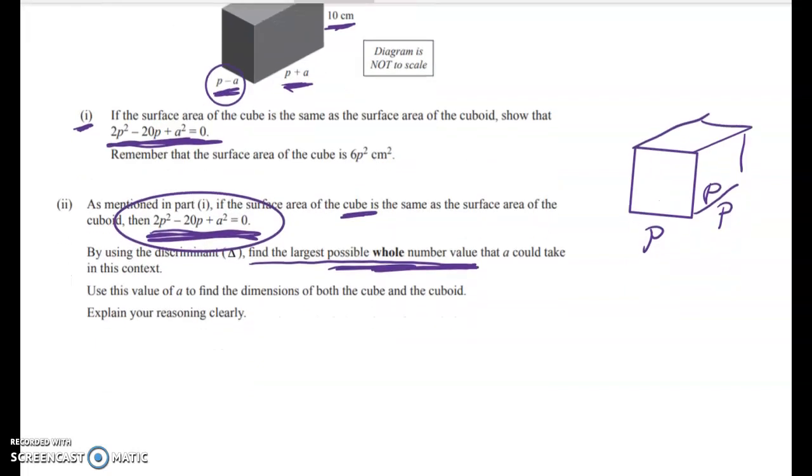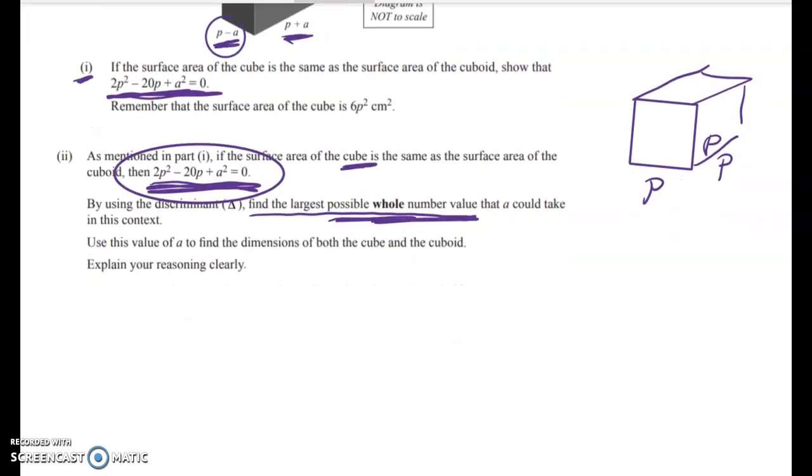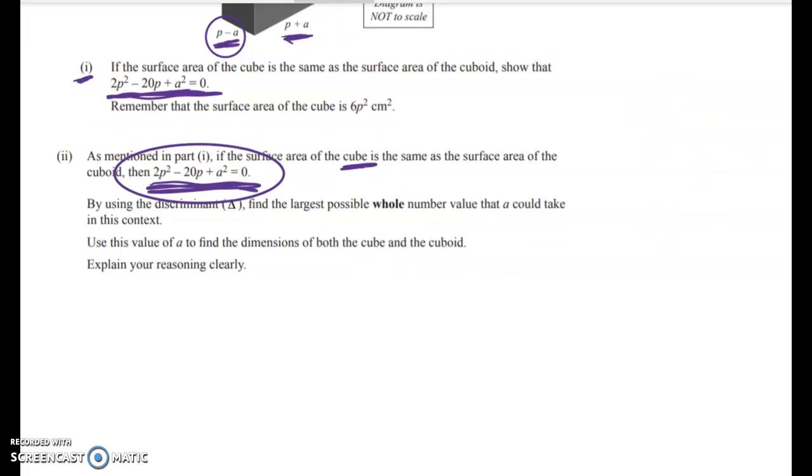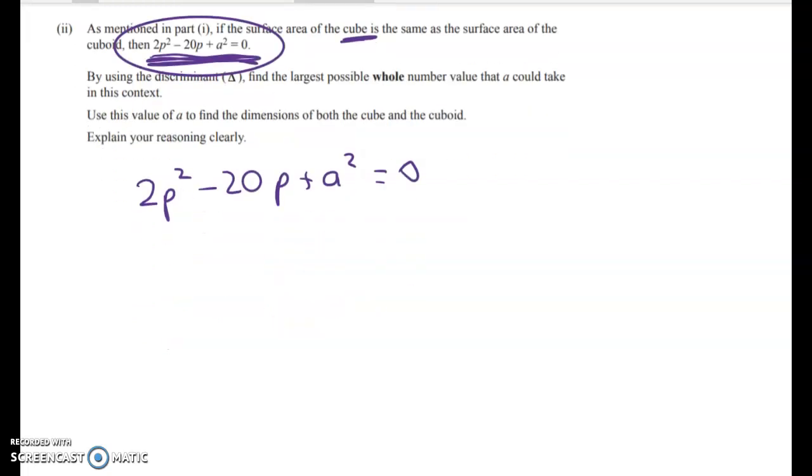But the way they've suggested that we approach this question is by using the discriminant. So let's start by doing it that way. And I'm going to show you how that's not going to be quite enough to get the right answer. Looking at the quadratic equation, we've got 2p squared minus 20p plus a squared is equal to 0. Let's chuck that into the quadratic formula and see what we're getting for p.